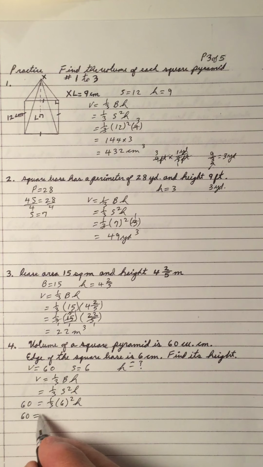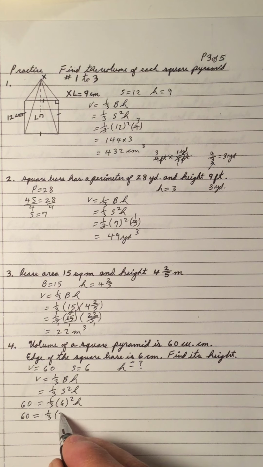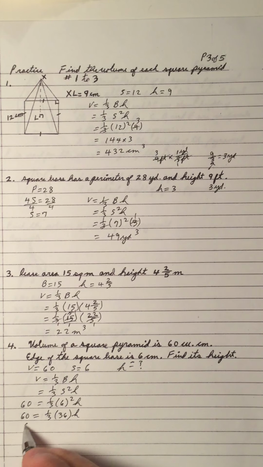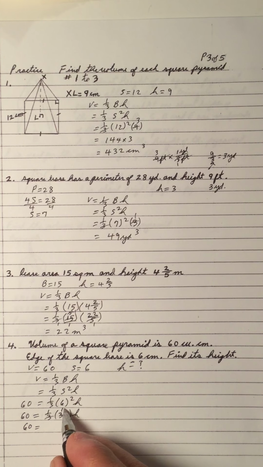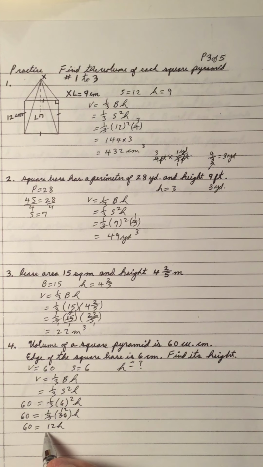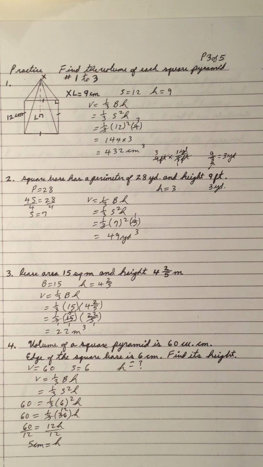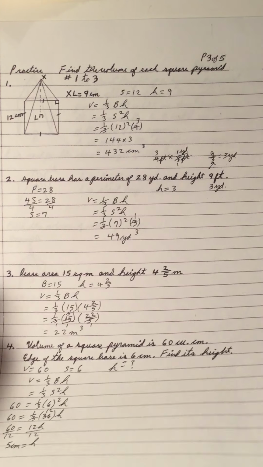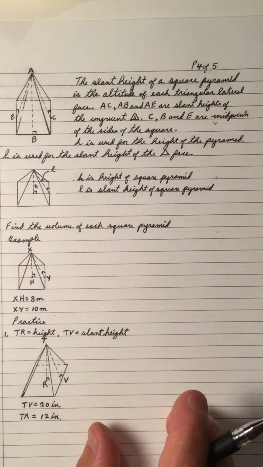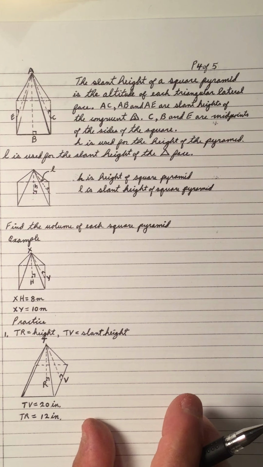So 60 equals 1/3, 6 squared is 36, times the height. 1/3 of 36 is 12, so we get 12H. Divide both sides by 12, and we get the height to be a 5. And the units is in centimeters. So notice we worked backwards here. Always work different ways. Keep you thinking in math. The more you think, the better you become.